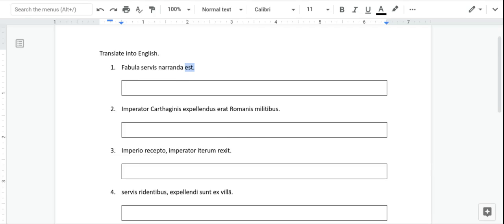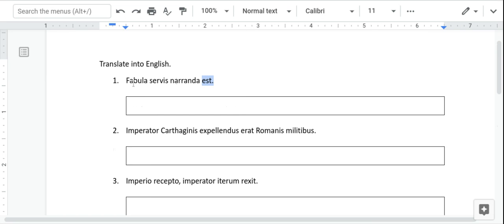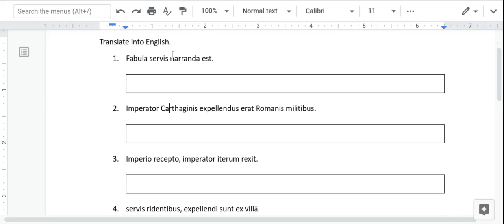We'll zoom in a little bit here. All right, so the story must be narrated by the servants. A lot of you guys are doing well with the passive periphrastic. It is pretty simple. Number two, the general or commander of Carthage.